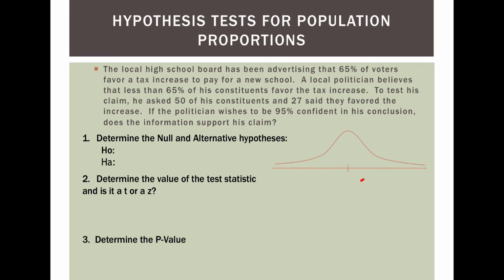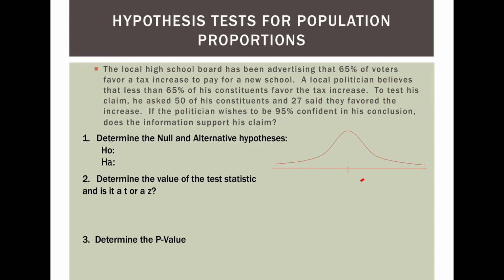Local high school board has been advertising that 65% of voters favor a tax increase to pay for a new school. A local politician believes that less than 65% of his constituents favor the tax increase. To test his claim, he asked 50 of his constituents, and 27 said they favored the increase. If the politician wishes to be 95% confident in his conclusion, does the information support his claim?